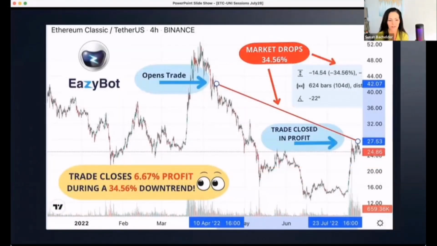So I'm going to start this dive into some specific examples with an example that you've seen last week and the week before. David and Mohamed shared this example of a session with Ethereum Classic. It started here. It opened the trade at 42.07 and closed at 27.53, which was 34.56% lower than where it entered. And this was a 6.67% profit.